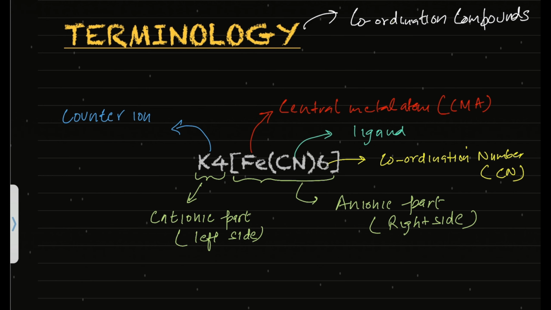The central metal atom here is iron. How to find out the oxidation state of central metal atom, इस पर भी मैंने एक वीडियो बना रखा है, जिसका लिंक डिस्क्रिप्शन बॉक्स में है. प्लीज चेक आउट. The cyanide is the ligand and the coordination number is 6. This is all about the terminology of the coordination compound.